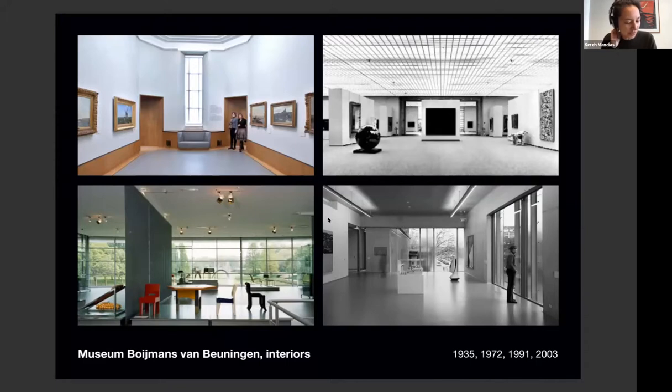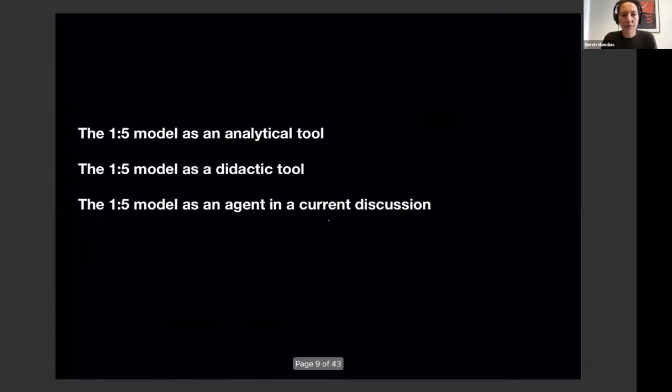So in opposition to the unsustainable tabula rasa approach of the museum, we formulated a research and design project in which we aim to address the shortcomings of the current museum by departing from what is already there. So for both the research and design phase of the project, we decided to work with 1-5 models. And in doing so, our ambition was threefold.